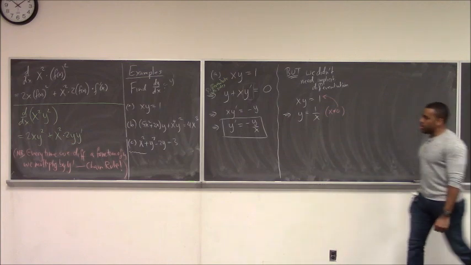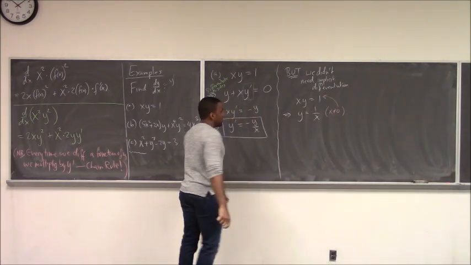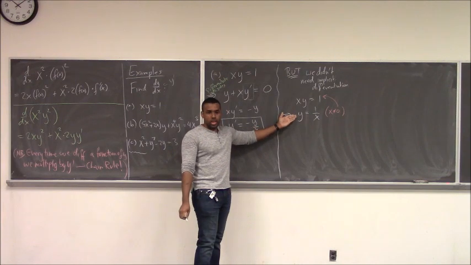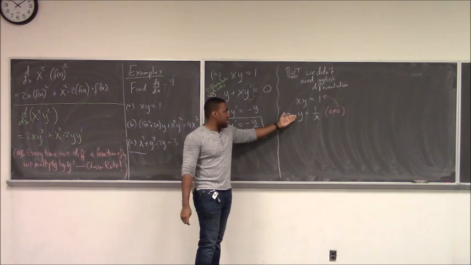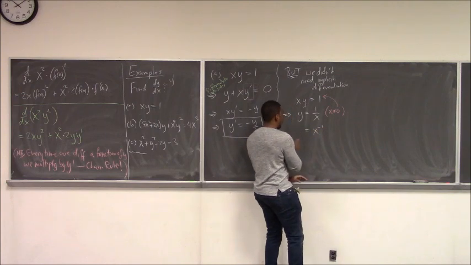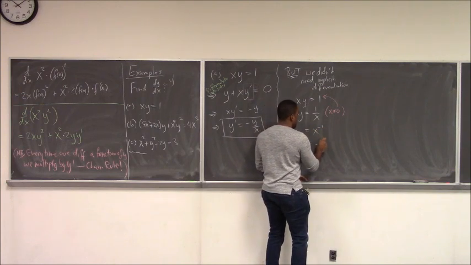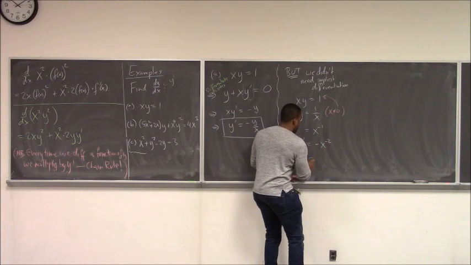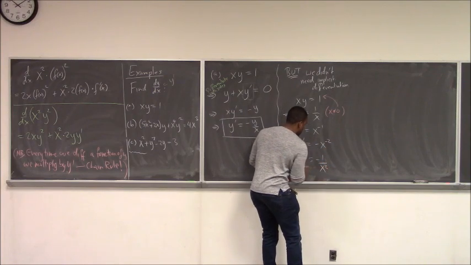Okay, so now we could just have this guy. Now this guy we already know how to deal with. This is just an easy application of the power rule. So this would be x to the minus 1, which would give me that my y prime is minus x to the minus 2, or minus 1 over x squared.